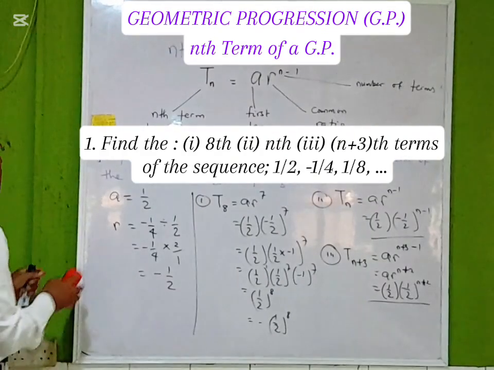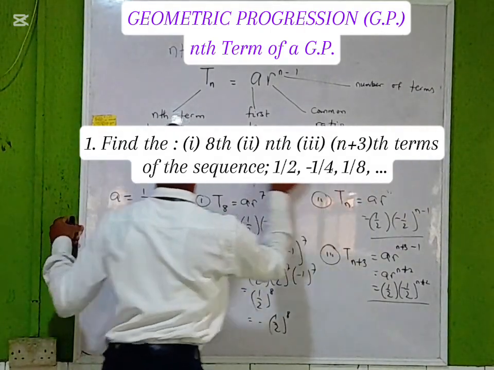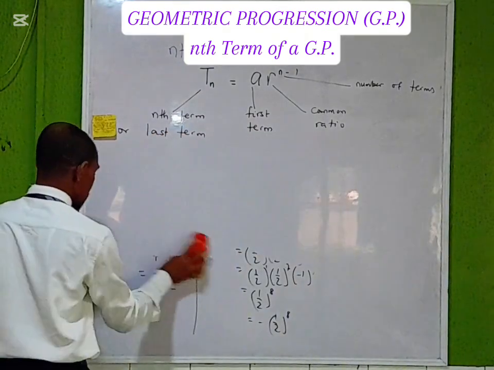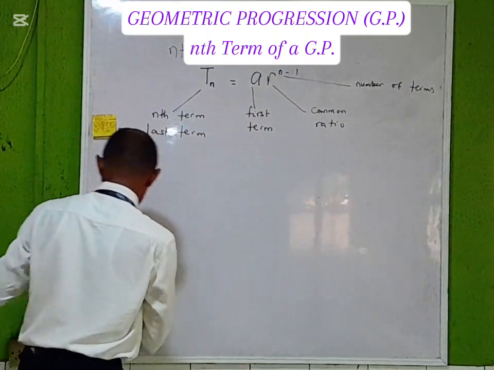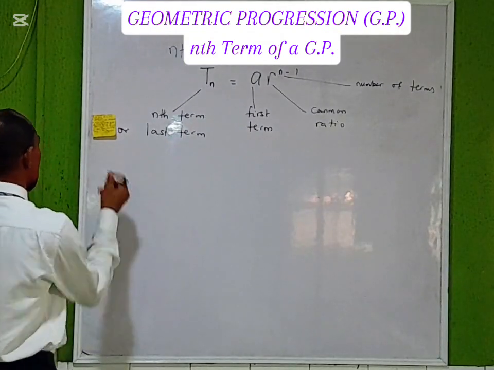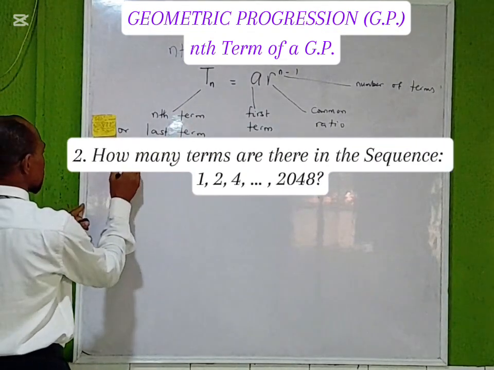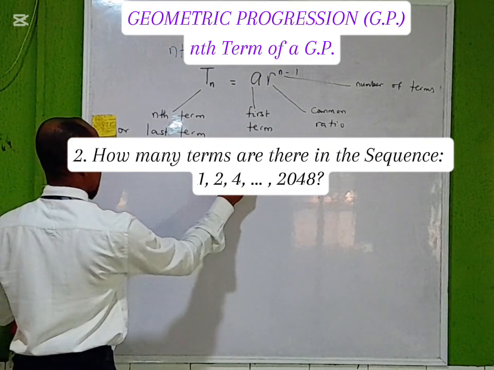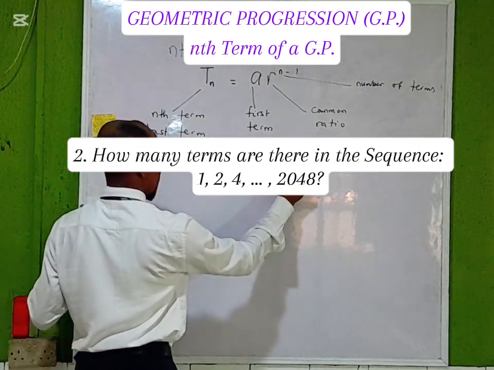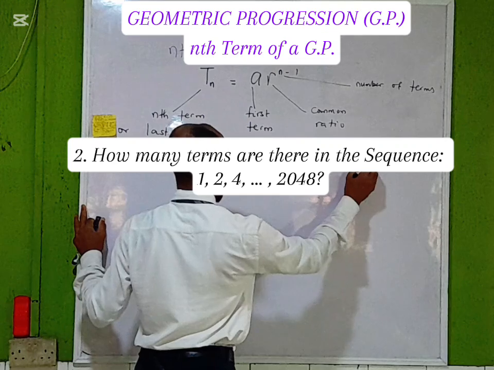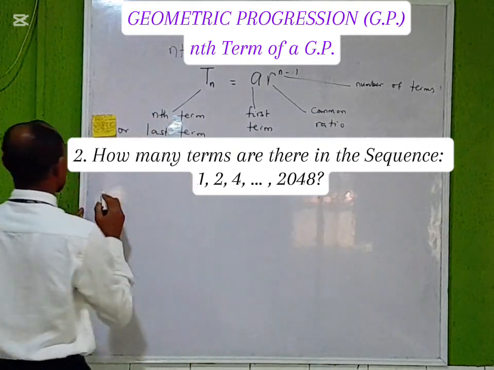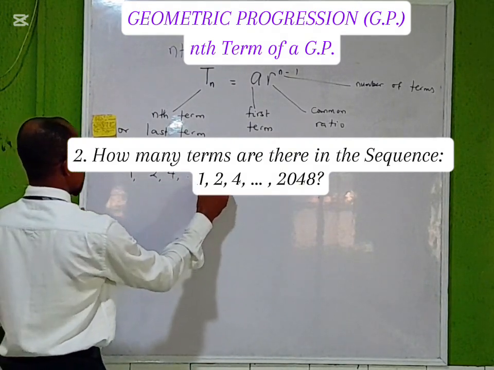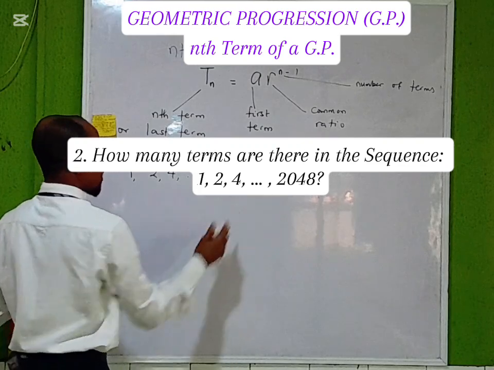So let's take example 2 to see how it plays out. For number 2, the question this time around is: how many terms are there in the sequence 1, 2, 4, up to 2048? How many terms are there in this sequence?